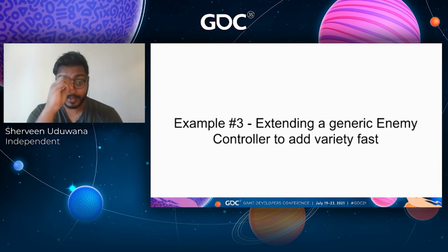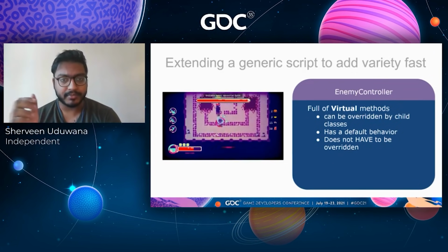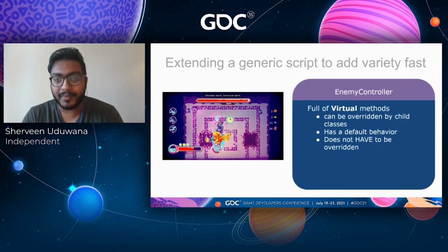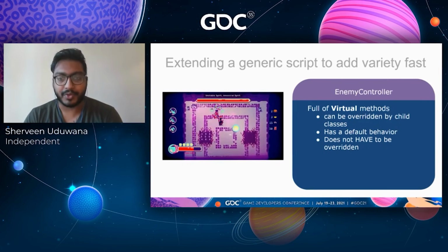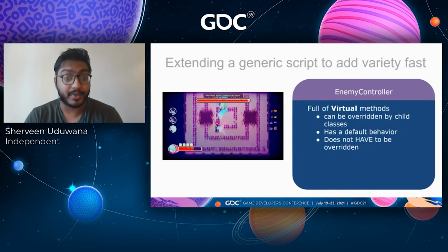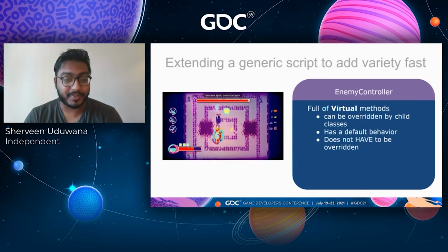Okay, yeah. So example number 3 is going to be extending a generic enemy controller to add variety really fast, right? So in Midautumn, we started with this generic enemy controller. It's full of virtual methods, right? And the reason I'm using virtual methods here is that they're not super cumbersome to use.